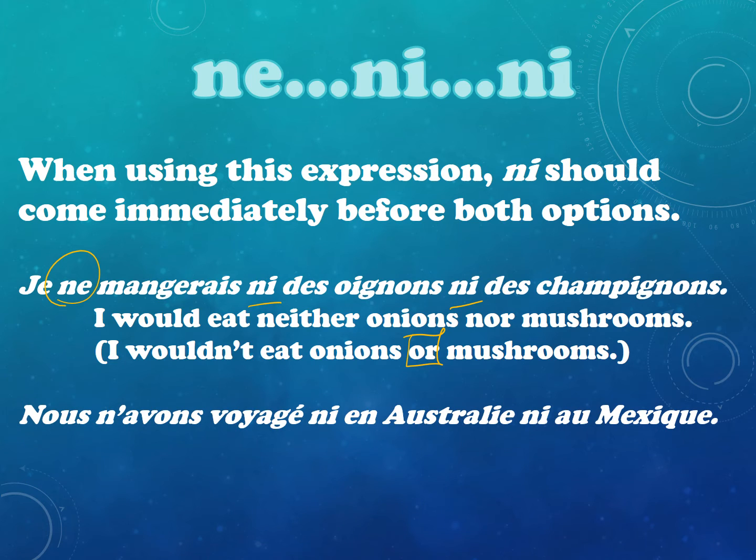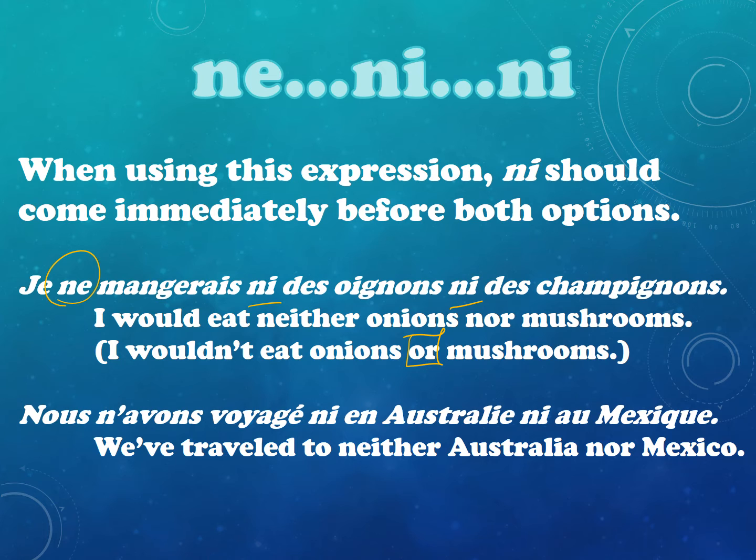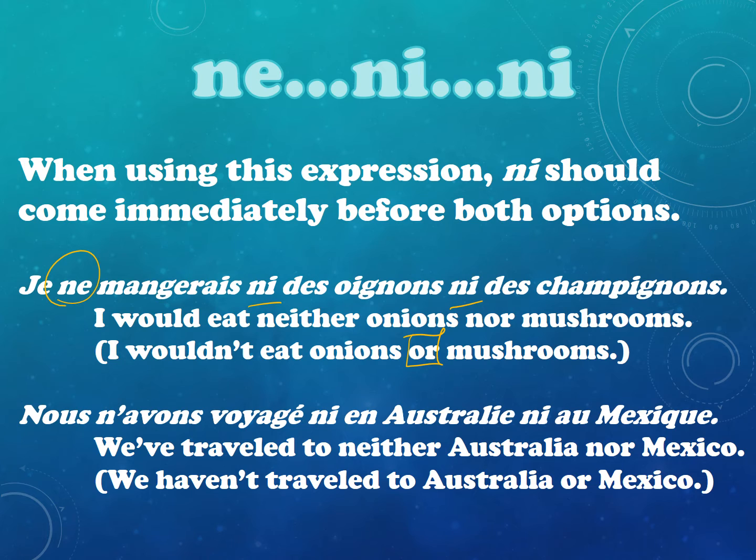Nous n'avons voyagé ni en Australie ni au Mexique. We've traveled to neither Australia nor Mexico. Again, in English, we would say we haven't traveled to Australia or Mexico. But if the verb is negative and you have two options, you have to put ni before each one. Also notice here, this is the passé composé, and you have both parts of the passé composé before you have ni.